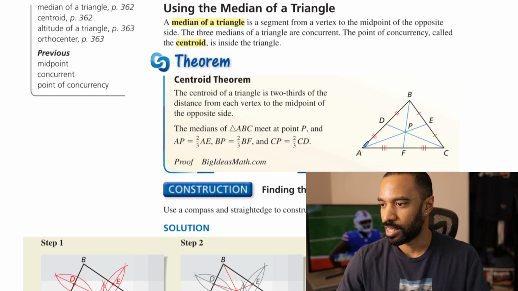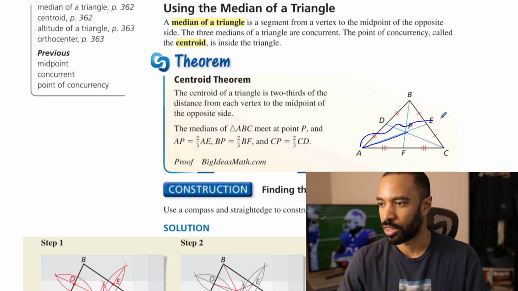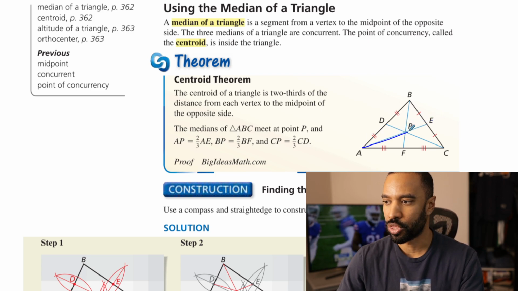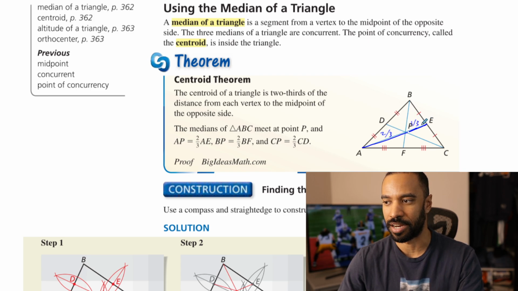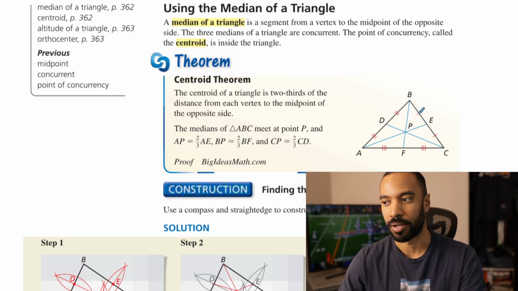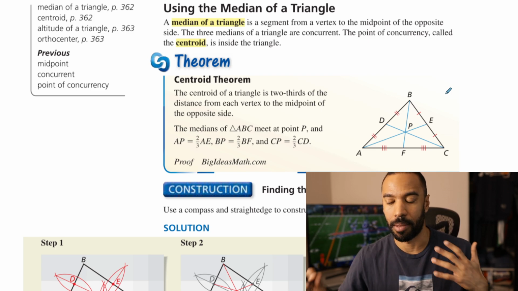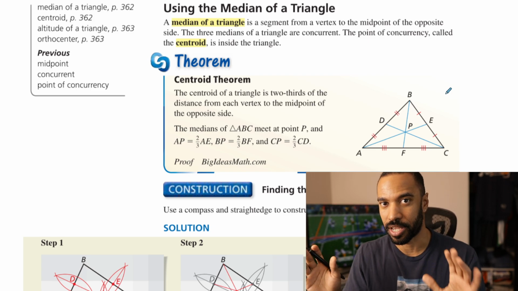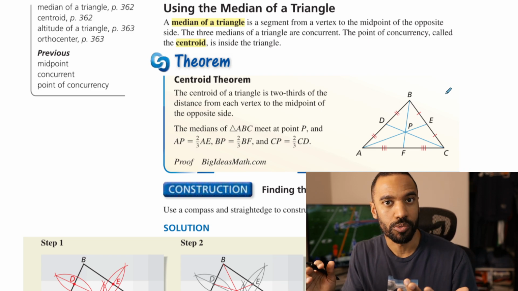Look at AP. This length is 2/3 of the entire length there. So this is 2/3 of it. This is the other 1/3. 2/3 and 1/3 of that entire length. This guy is 2/3 of that whole thing, and this guy is 2/3 of that whole thing as well. So it is legit broken up into thirds, where P, the centroid, breaks those parts up.